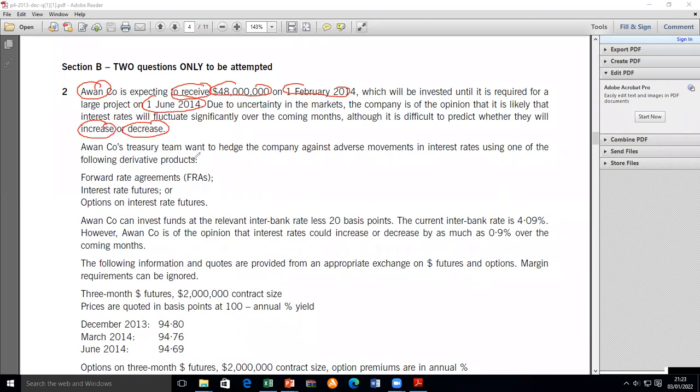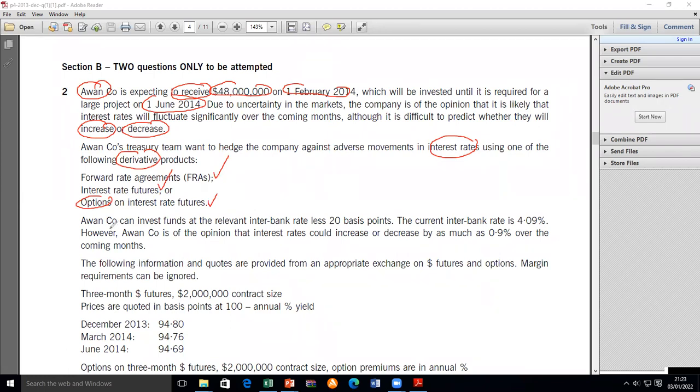Our company's treasury team want to hedge the company against adverse movements in interest rates using one of the following derivatives. What are these? Forward rate agreement, interest rate futures, and options on interest rates. Now, those are not for today.